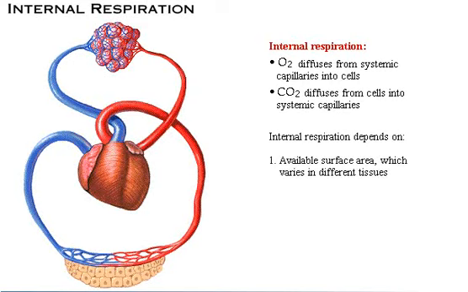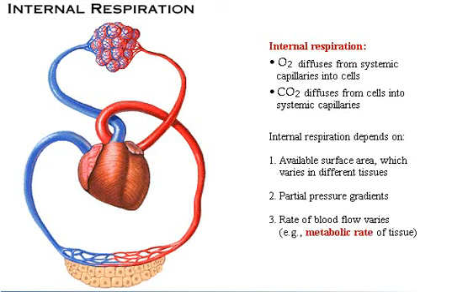The first factor is the available surface area, which varies in different tissues throughout the body. Second, as we saw in the lungs, gases diffuse along their partial pressure gradients. The third factor is the rate of blood flow in a specific tissue. Blood flow in a tissue varies for many reasons, including the tissue's metabolic rate. Recall that during metabolism, cells use oxygen and produce carbon dioxide. Click the tissue cells to see internal respiration.